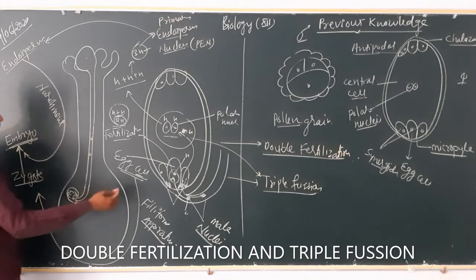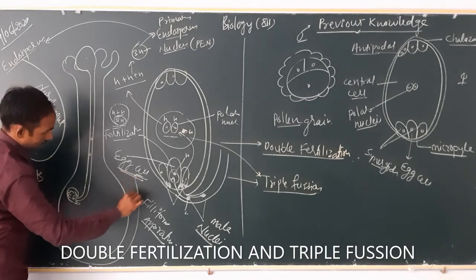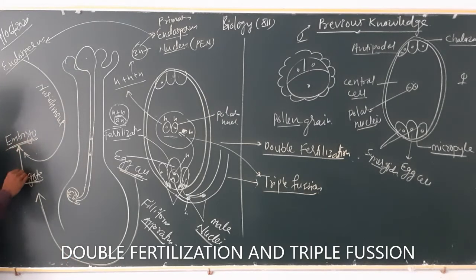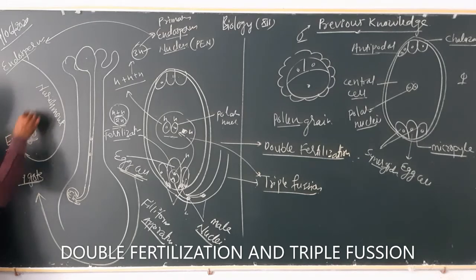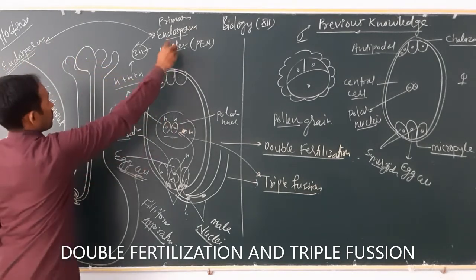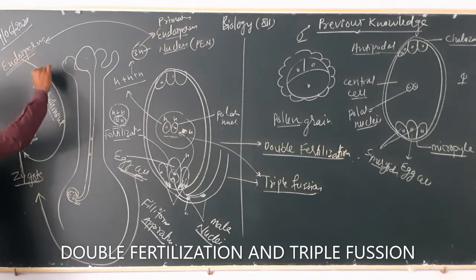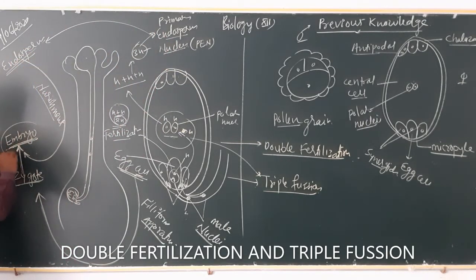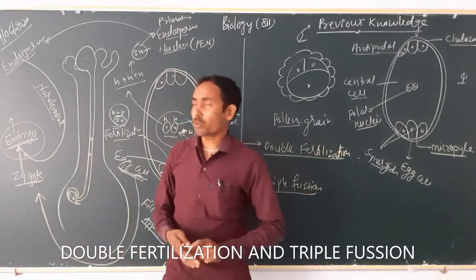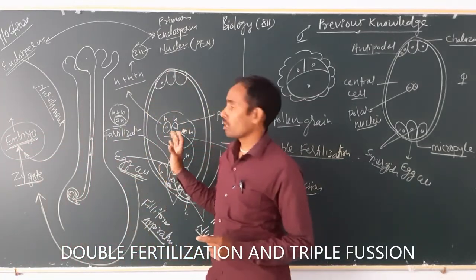Now what is the future of the egg cell? After becoming a zygote, it changes into an embryo, but for becoming an embryo from the zygote it requires nourishment. So who is giving the nourishment? The central cell, which has changed into endosperm, provides the nourishment, and finally the embryo is formed, and this embryo is nothing but a new plant. In this way the reproduction process in angiosperm plants is completed.